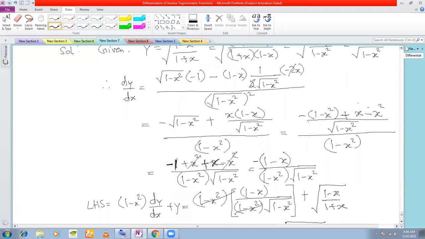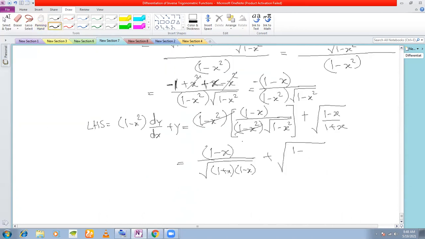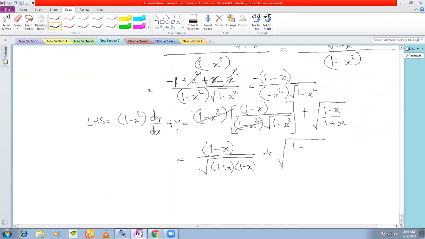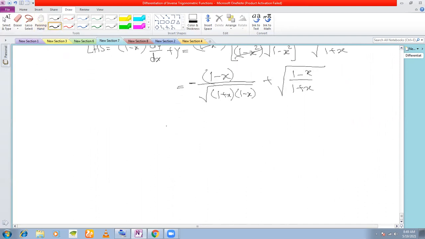Now this is okay. So minus 1 minus x. So once you put the value of dy/dx, you've got to put it with the negative sign, right? You put it with the negative sign here. So now this also becomes negative. So 1 minus x by 1 plus x. Now this is minus 1 minus x divided by root 1 plus x into root 1 minus x plus root 1 minus x by 1 plus x.